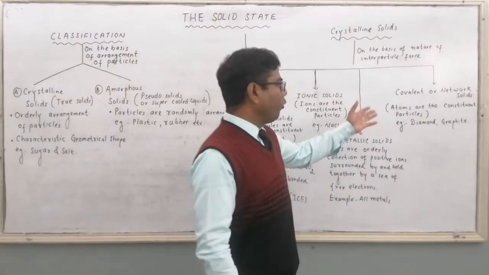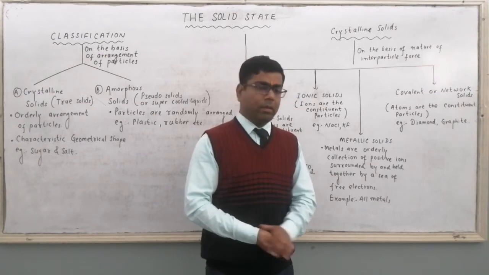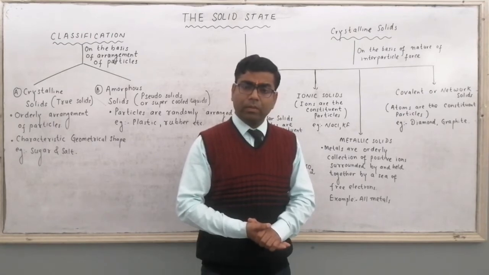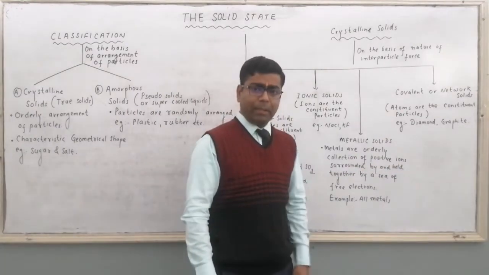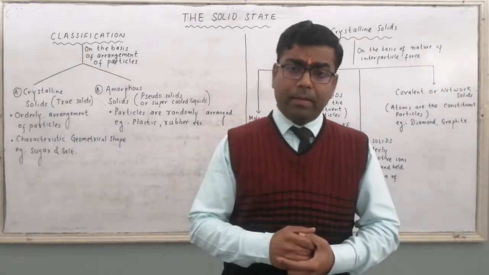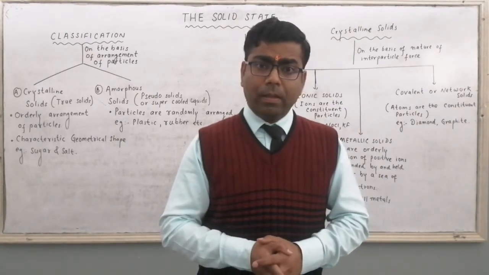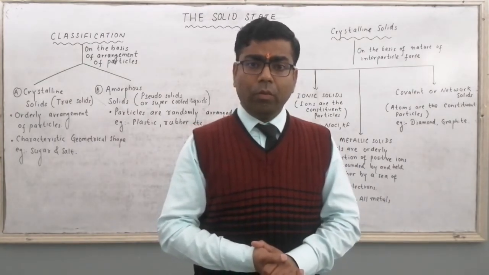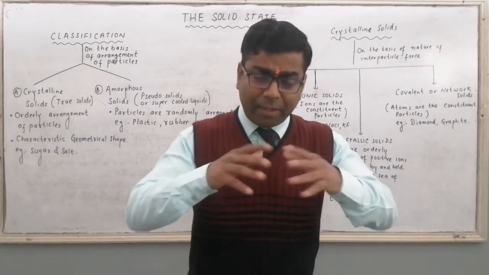And the last one is covalent or network solids. Why is the name network solid? Because in this type of solid, the constituent particles are atoms. Between the different atoms, we are having strong chemical bonds. And these atoms, on repetition, form a giant molecule, a network of atoms.